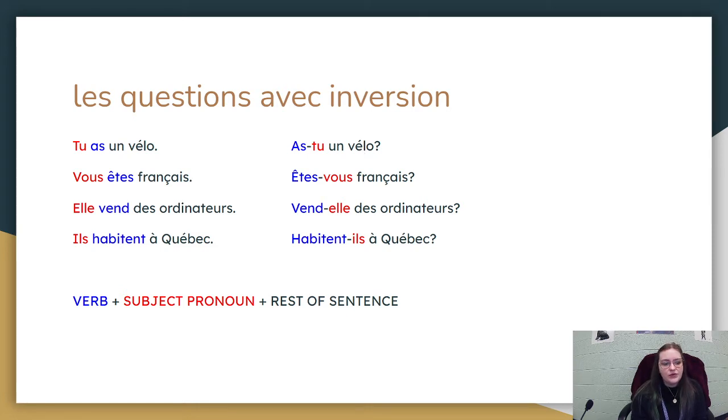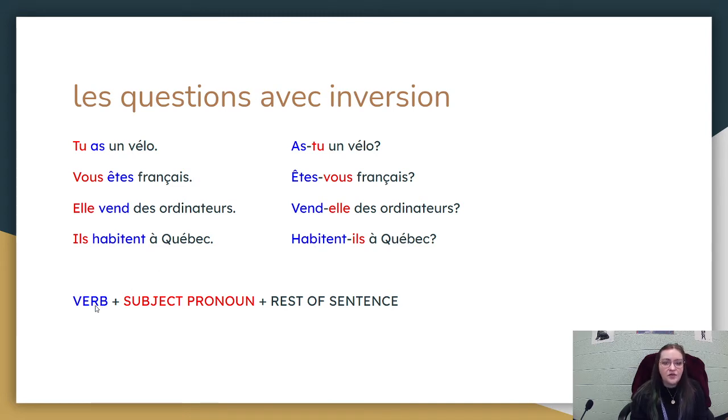So you can see this pattern in the rest of these as well. Vous êtes français. You all are French. Versus êtes-vous français? Are you all French? Elle vend des ordinateurs. She sells computers. Versus vend-elle des ordinateurs? Does she sell computers? And then ils habitent à Québec. They live in Quebec. Becomes habitent-ils à Québec? Do they live in Quebec?